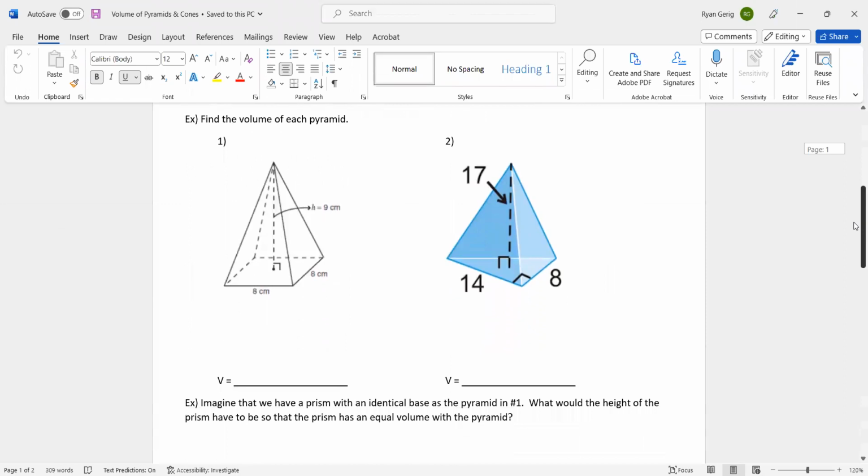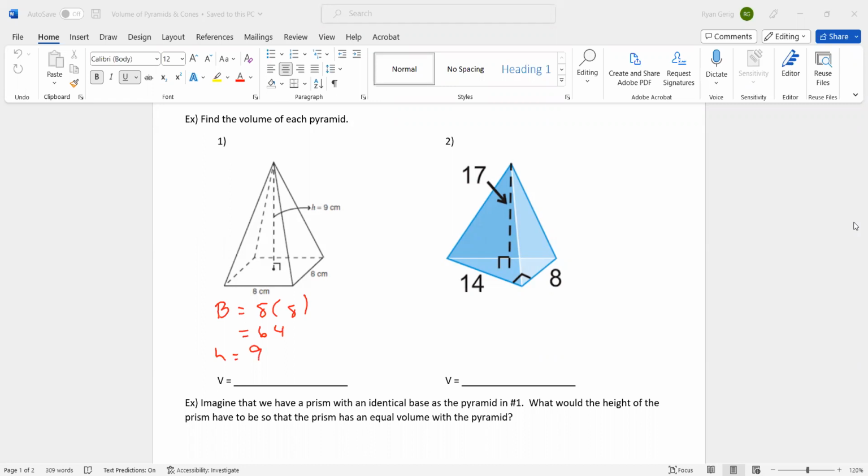So the base, again, we need to find the area of the base. It's a square. This is pretty easy. It's just 8 times 8. So the area of the base is 64. The height is the altitude. So the altitude here is 9.